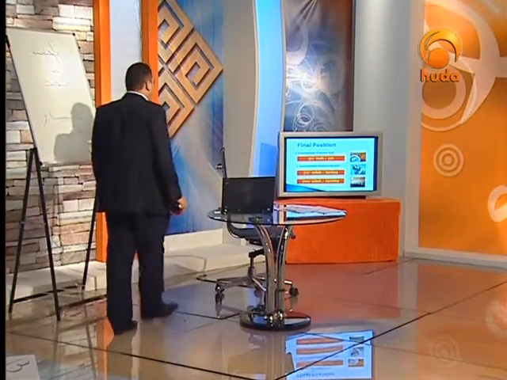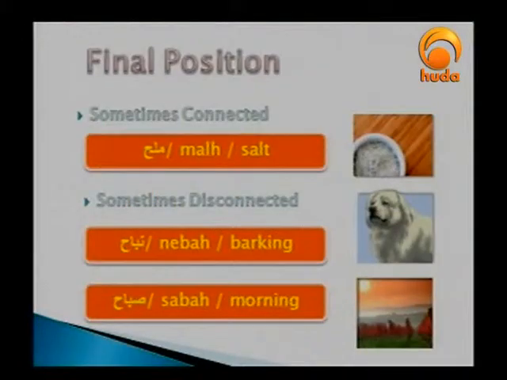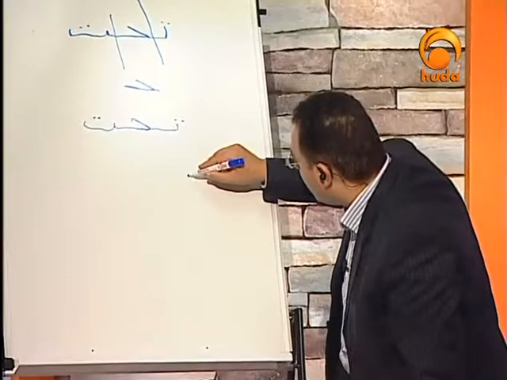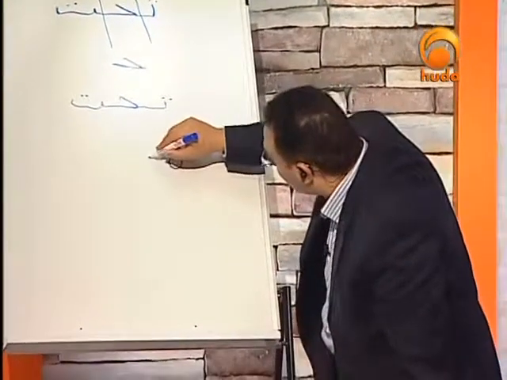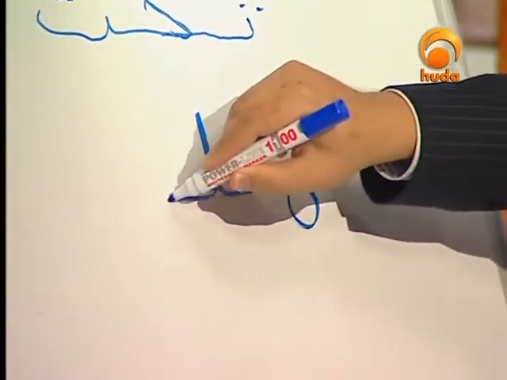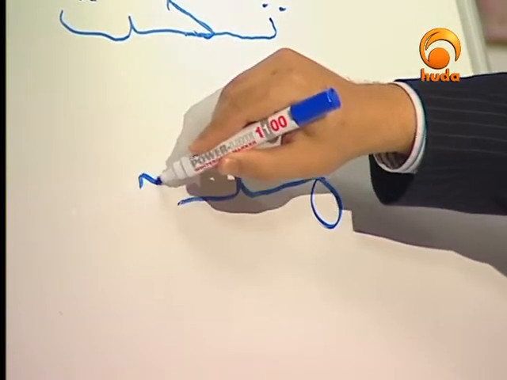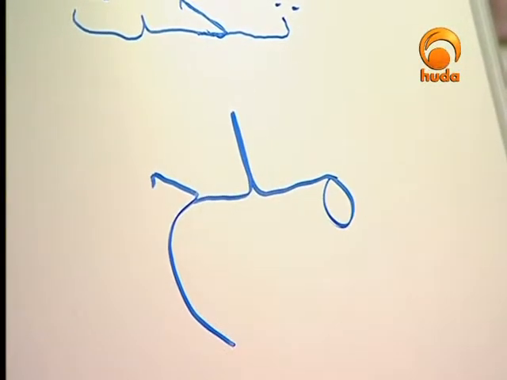In final position, the letter sometimes connects, like melh, which means salt, and sometimes it's connected like nibah or sabah. Let me just try that again. So here is that. When it comes to the word melh, which means salt in English, here is that. We're going to discuss more about meem in the following episodes. Here we have lam, and that is my point for ha. Here is that. Can you see that?